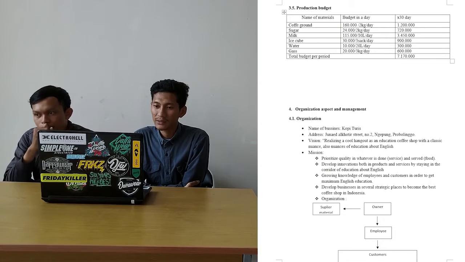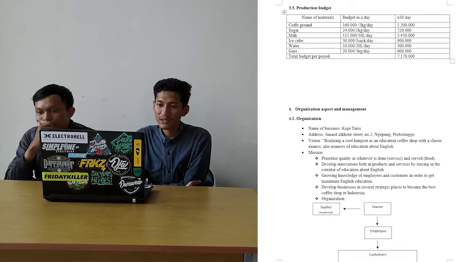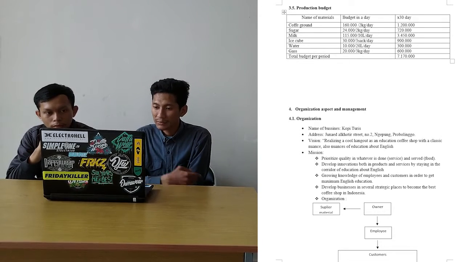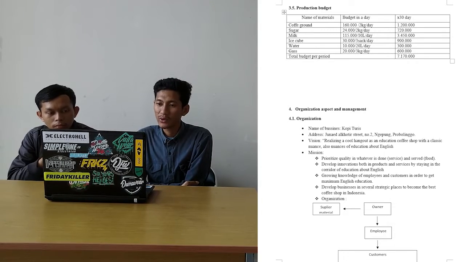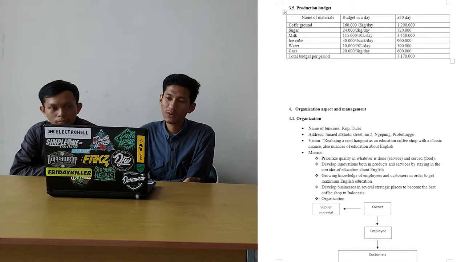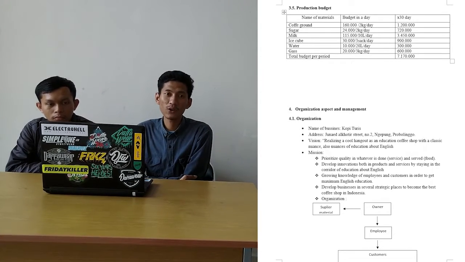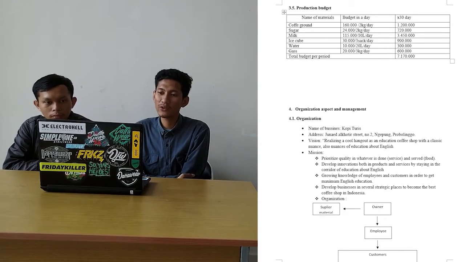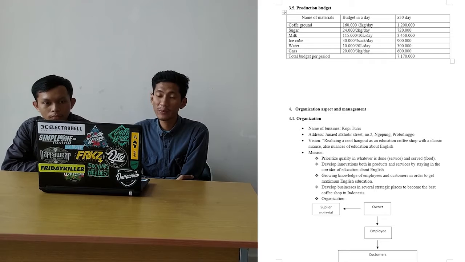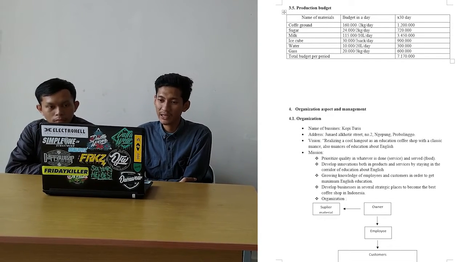And then the next point, production budget. There is a draft for the budgets of the production. The first one is coffee ground. We need a budget of 160,000 rupiahs for 2 kilograms in a day. And then sugar, 24,000 rupiahs per 2 kilograms in a day.